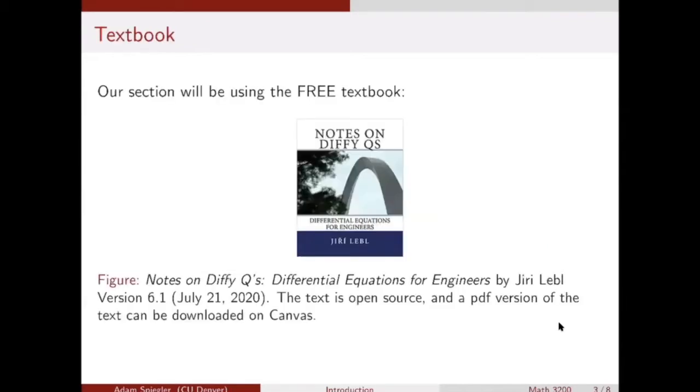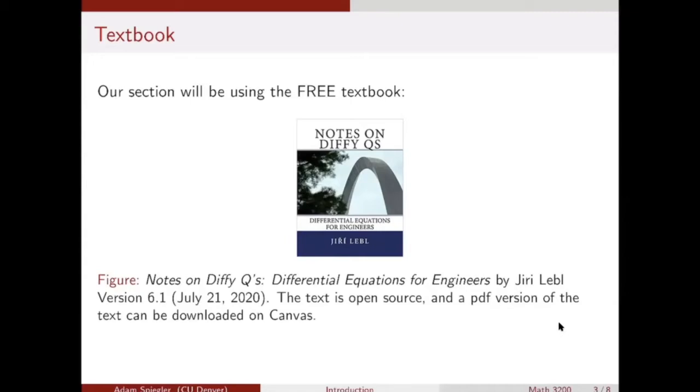Okay, so the last note, and then I'll take us into Canvas, is there's a textbook for the class. It's called Notes on Differential Equations, and it's open source and free. So I sent you all a PDF by email, but the PDF is also in Canvas. So you don't have to buy anything.